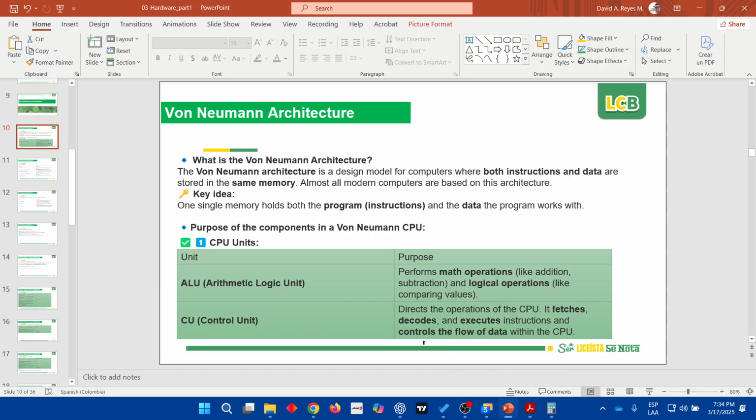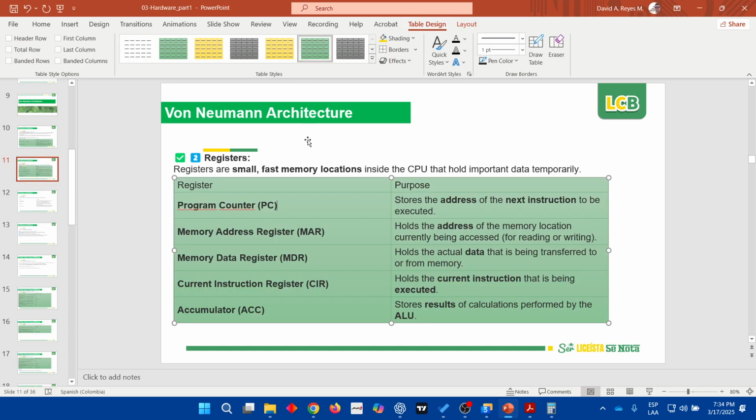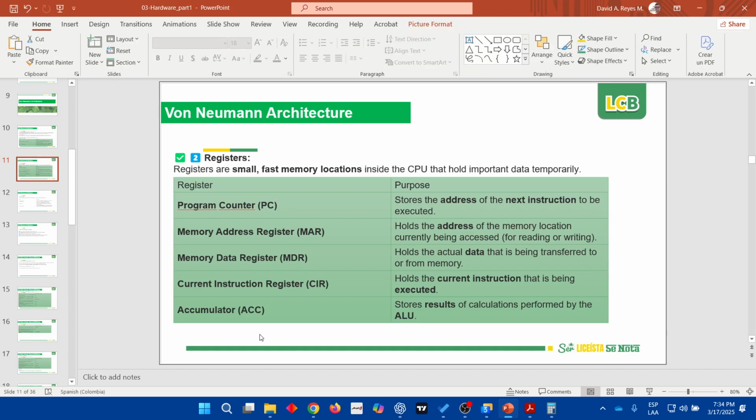Okay, let's continue to the next one. The second component in the von Neumann architecture is the registers. The registers are small, fast memory locations inside the CPU that hold important data temporarily. Those are the registers that we have. So we have the program counter. The program counter stores the address of the next instruction to be executed.